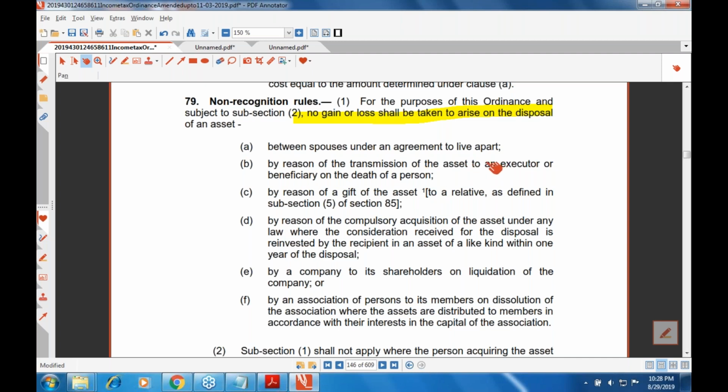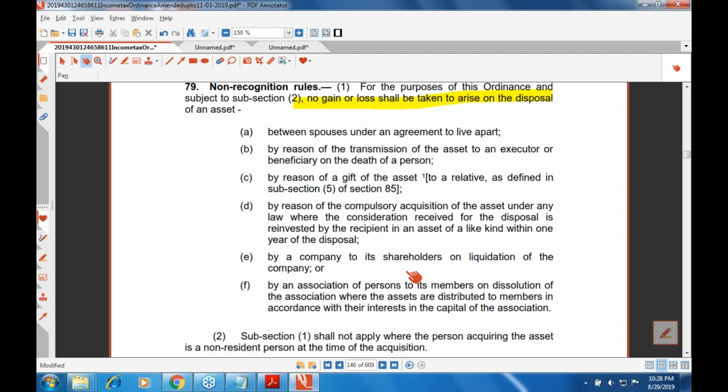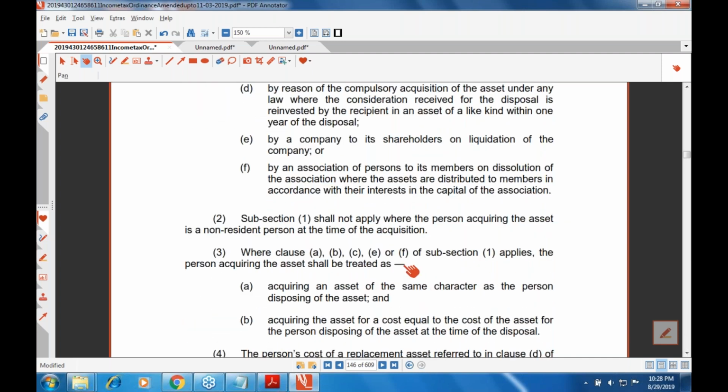So if somebody dies, then the wealth which is transferred to his or her legal representative is also not going to be considered as gain. Gain is also not going to be calculated on the gift to a relative, compulsory acquisition, or by a company to its shareholders on liquidation, or by an AOP to its member on dissolution. So this is where the gain is not computed.